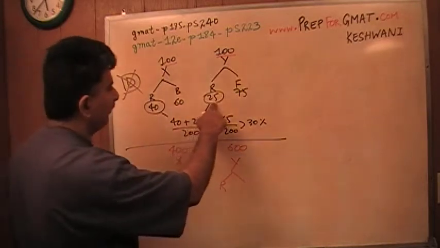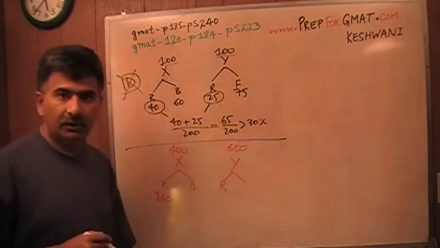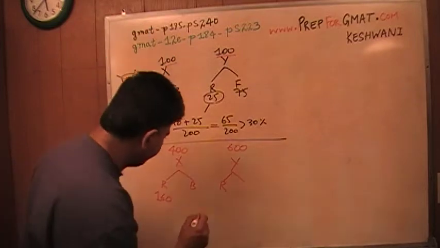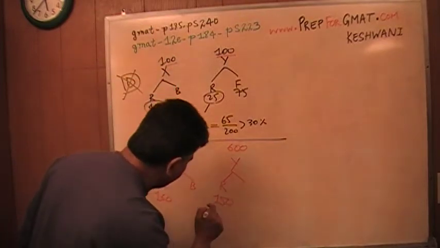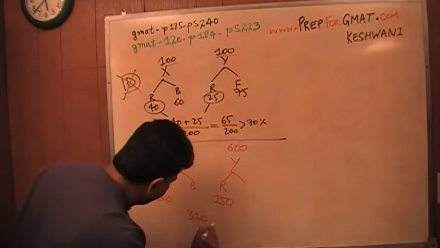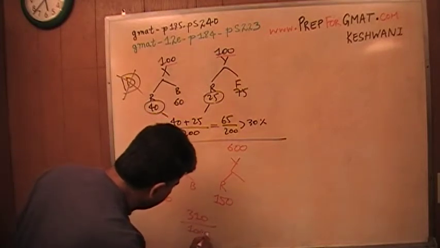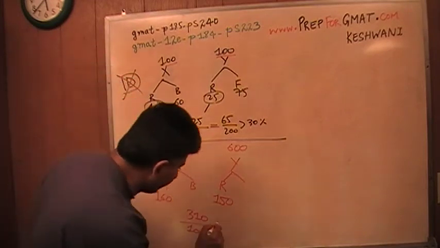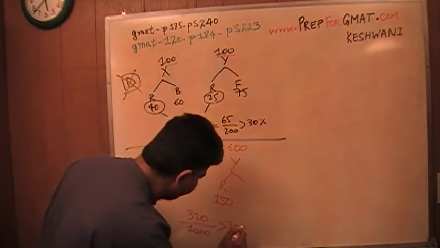And here is 25%. 25% of 600. Half of 600 is 300, so it's 150. As you can see, 150 plus 160 is 310. 310 out of a total of 1000 is still more than 30%. This is 31%. This is more than 30%.